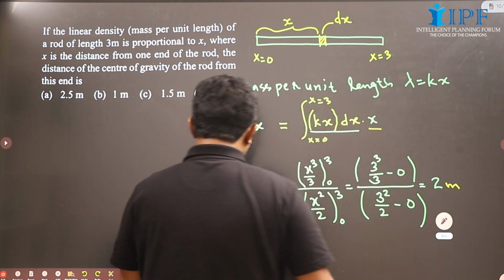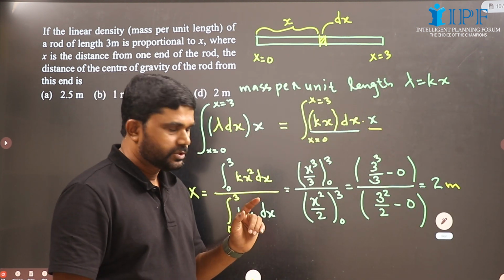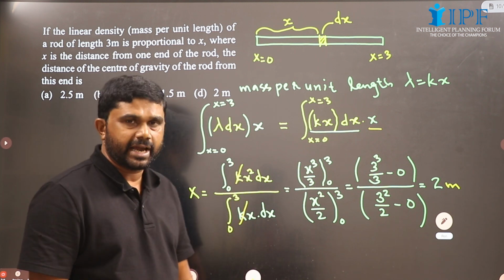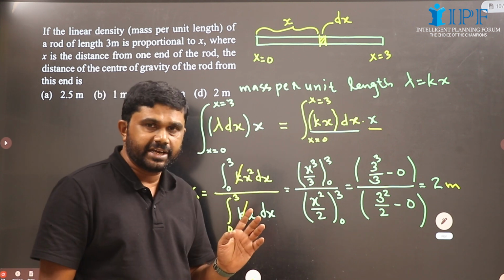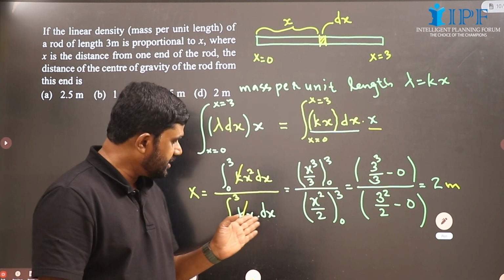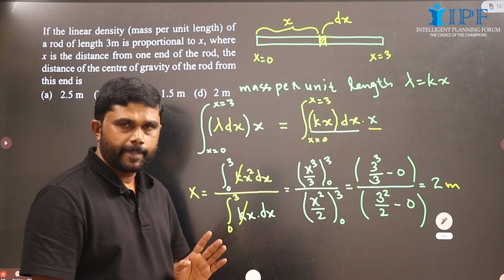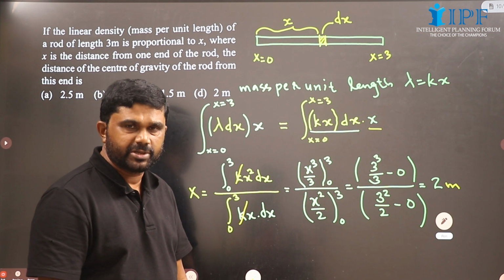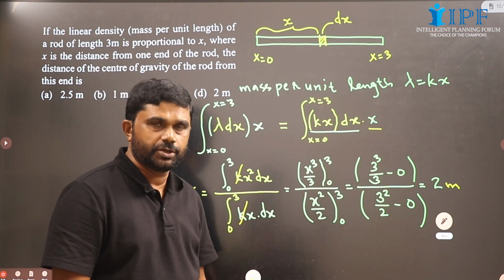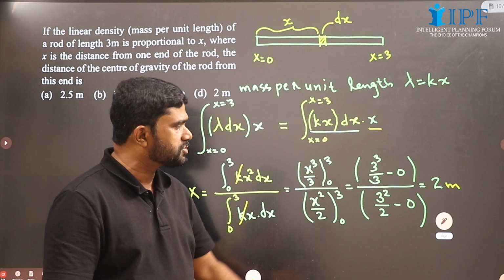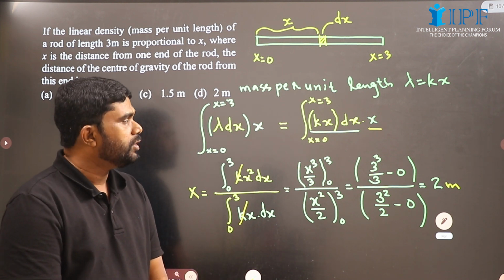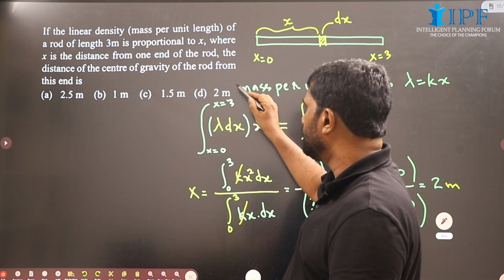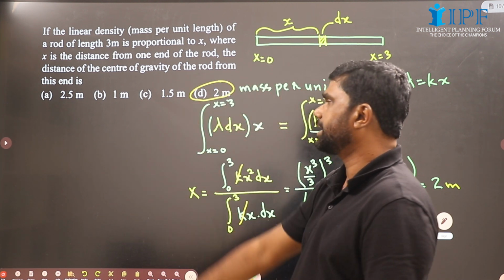Okay children, so here we have to integrate kx square. We have k in both numerator and denominator, so k can be cancelled. When x square is integrated, we will get x cube by 3, and in the denominator we will get x square by 2. In the numerator, when we substitute the upper and lower limits, we will get 3 cube by 3 minus 0, and in the denominator 3 square by 2 minus 0. So we will get 2 meter, the center of mass is at 2 meters. So this is the correct answer.